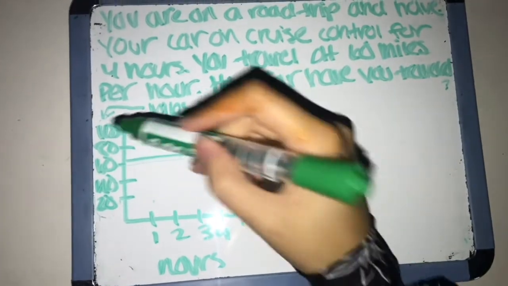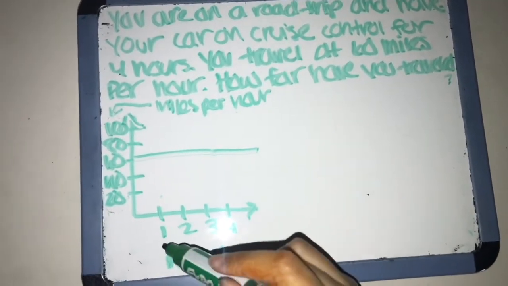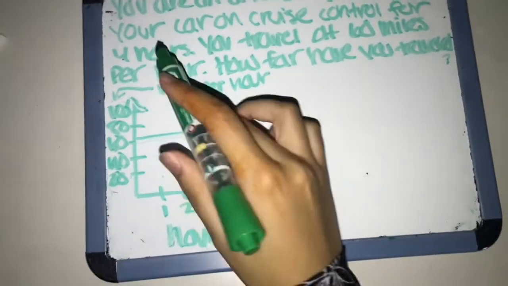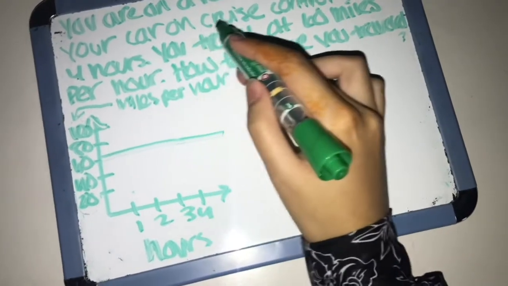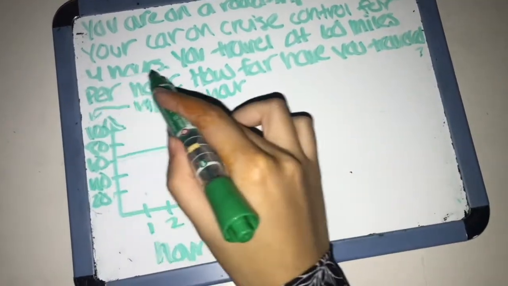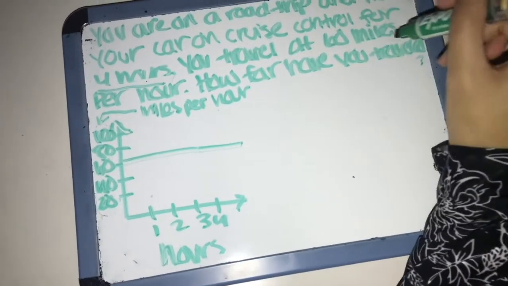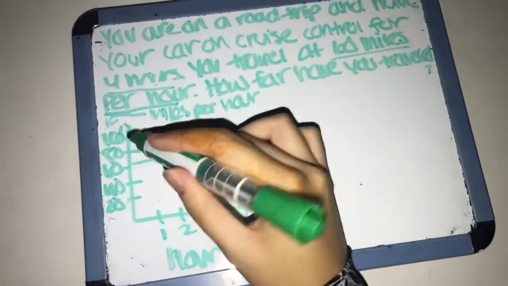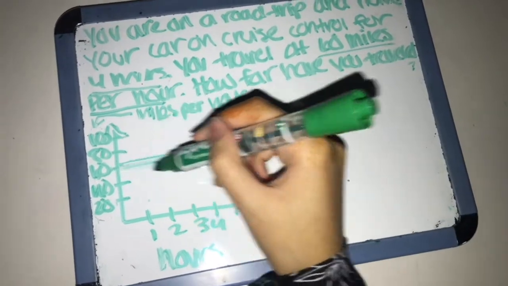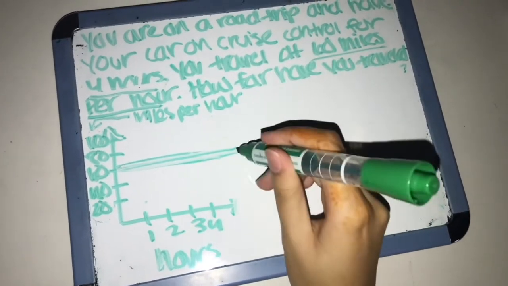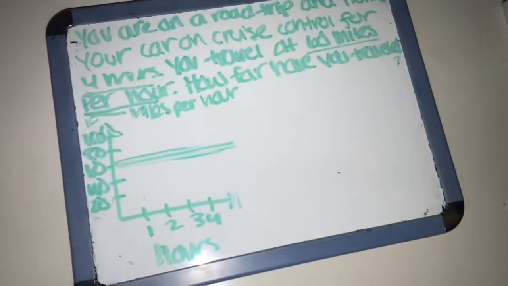So the miles per hour would be on the side, and then hours would be right here. So 1 through 4 is hours, right? They said you had your car on cruise control for 4 hours. And then you travel at 60 miles per hour, which means miles per hour is right here, and 60 would be right here. So this is where the line is going. It's kind of predicting where you are. So 60, and it's reaching at 4. This would be 5 right here, but it's basically continuing.